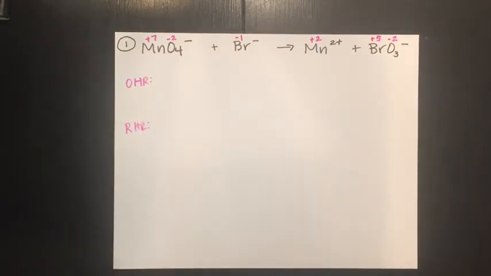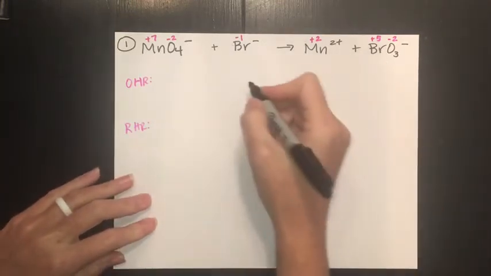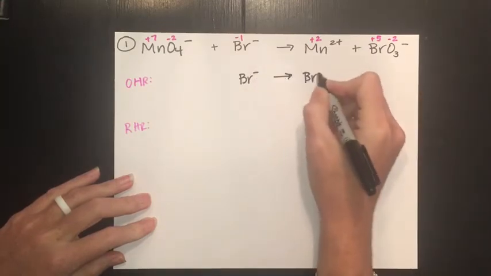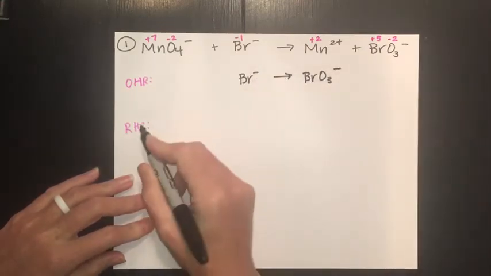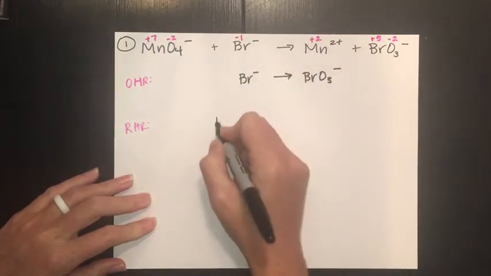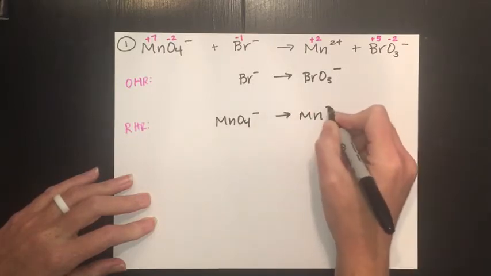Okay, so for the oxidation half, we're looking at a bromide ion because it goes from a -1 over here to a +5. So Br minus goes to BrO3 minus. And for our reduction half, manganese goes from +7 to +2, so it's being reduced. So that's MnO4 minus goes to Mn2 plus.